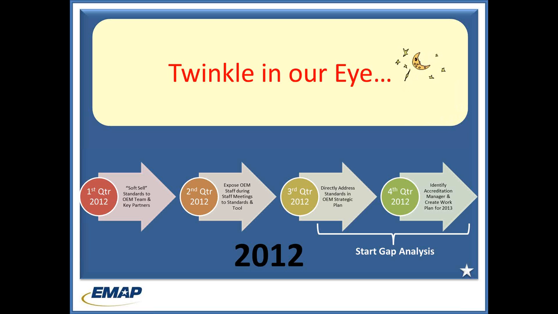At staff meetings, we've been pulling out the standards and talking through different pieces. We're going to start enveloping those into our strategic plan. For instance, tomorrow we're having our office strategic retreat, and we're looking at how we can start incorporating EMAP successfully into our work plan for 2013. And then at the end of this year, we're going to start that gap analysis, and we're looking at how we can do that internally with our staff as well as working with our partners. Next slide.